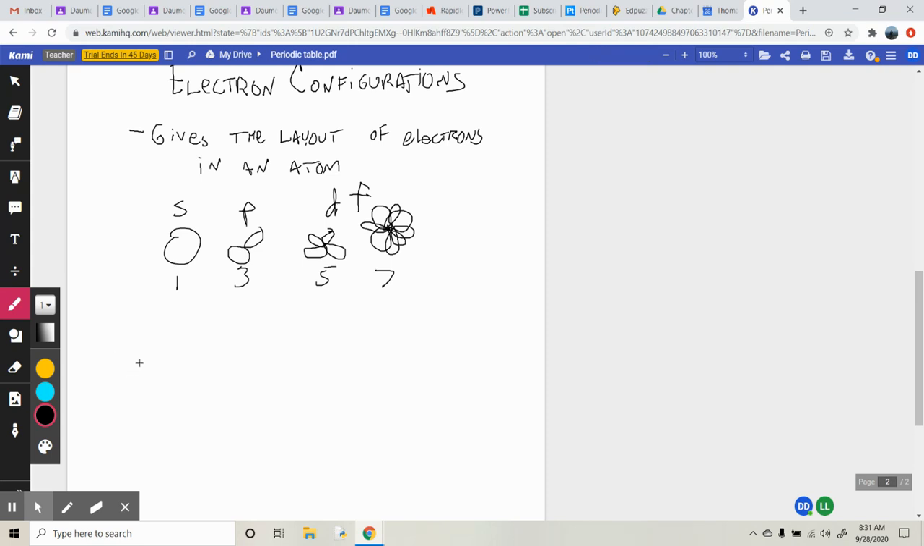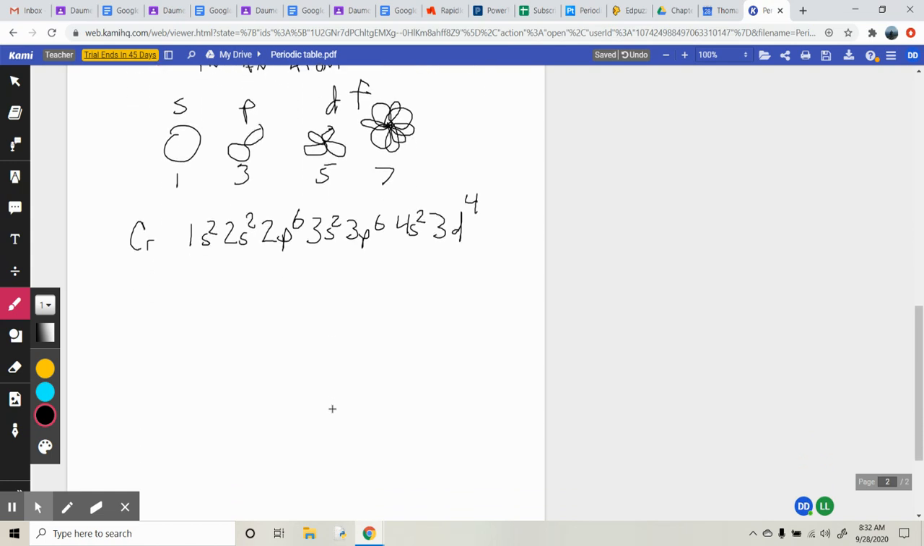So let's do an example. Let's do chromium. Chromium has an electron configuration of 1s2, 2s2, 2p6, 3s2, 3p6, 4s2, and 3d4. And you guys might be saying, what the heck is all this stuff? Well, this tells me how all the electrons are laid out in this chromium atom. And you might be asking how the heck we got this. We will get there in just a second, but first, I want to show you what this actually tells me.